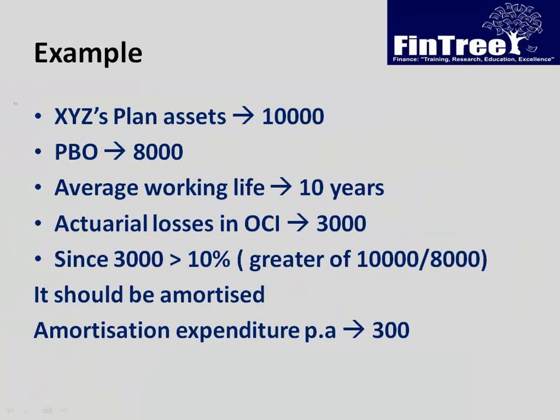Alright, plan assets 10,000, PBO 8,000, average working life 10 years. Actual losses in OCI are 3,000. Since 3,000 is greater than 10% of 10,000 or 8,000, which in this case is 1,000, we would be amortizing it, and we would amortize every year 3,000 divided by 10. The amount of amortization would be 300. Are we clear? Do you want to write this down?